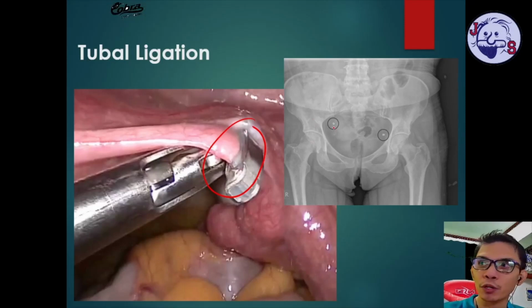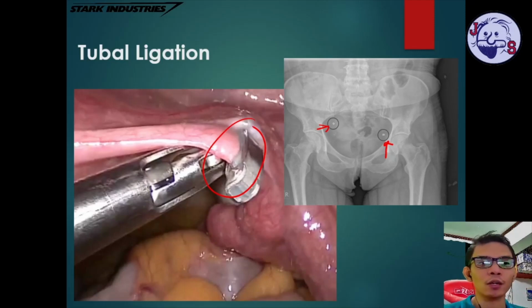As you can see in this picture, these are the clips that are placed on the fallopian tubes, and these clips prevent the egg and sperm from meeting. So what is the rate of preventing pregnancy here? The rate here is 100%. The tubal ligation is permanent. Once you place the clips there, there's no way of removing them anymore. So that is the tubal ligation.